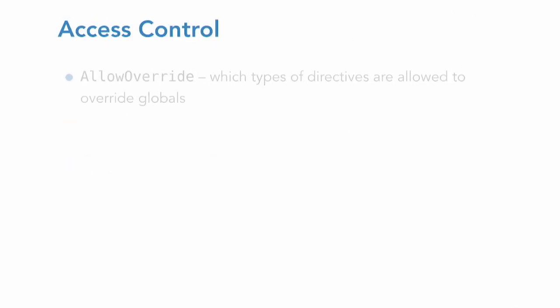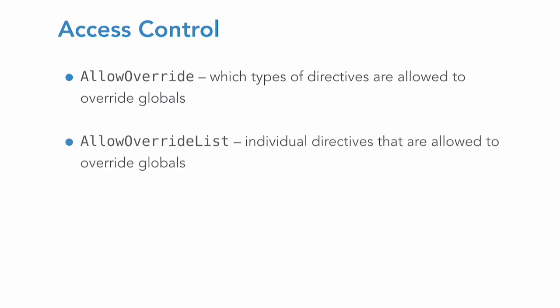The AllowOverride directive specifies which type of directives are allowed to override globals. These directives would be placed in a .htaccess file. The AllowOverride directive is only allowed in Directory sections. When AllowOverride and AllowOverrideList are set to None, then the .htaccess files are ignored.